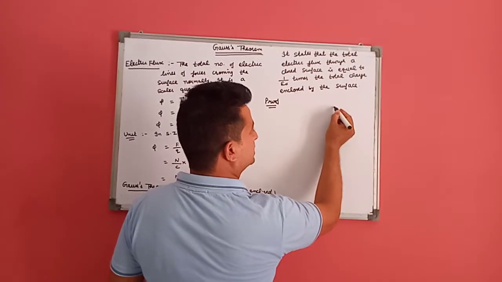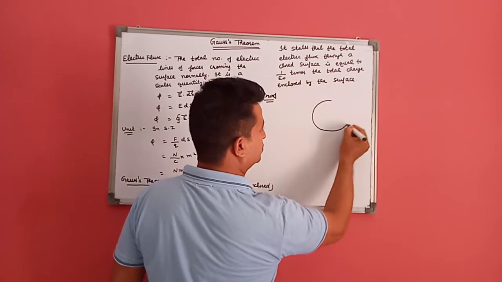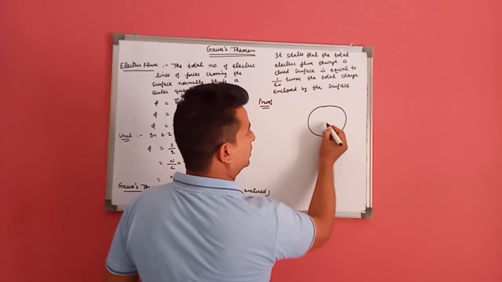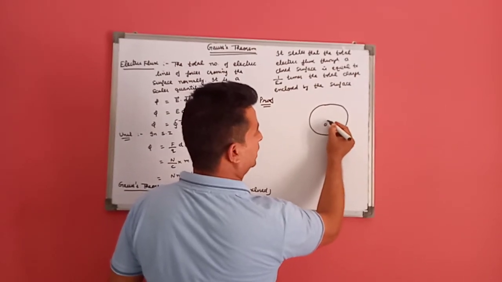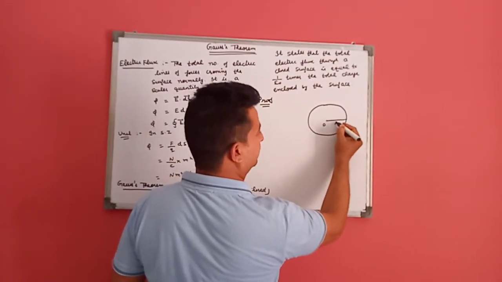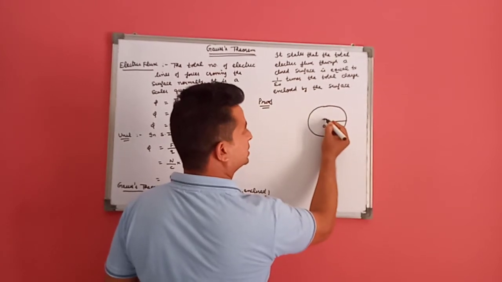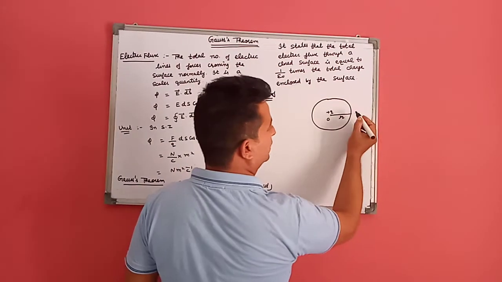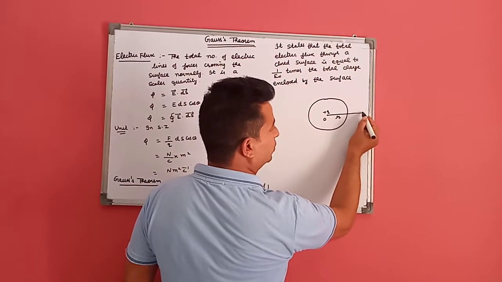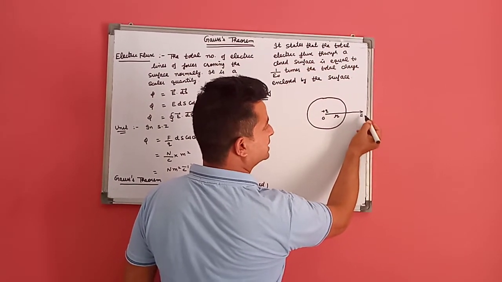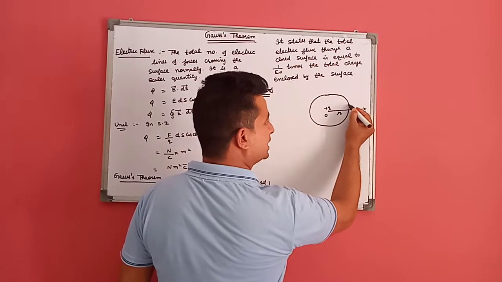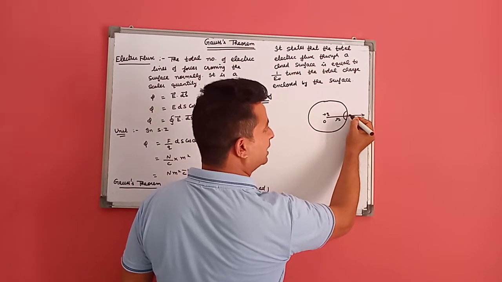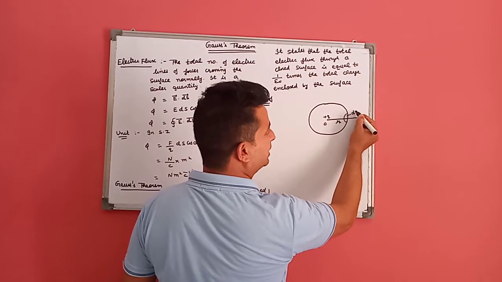For proving this, first let us consider a sphere of center O and radius r. Let a charge plus q be placed at the center of the sphere. As we know, electric field is always outward from this charge. Let us take small elementary area ds.